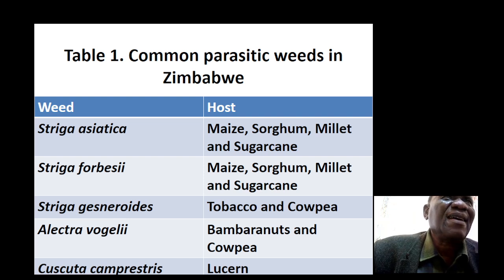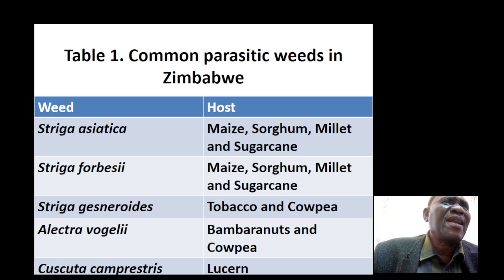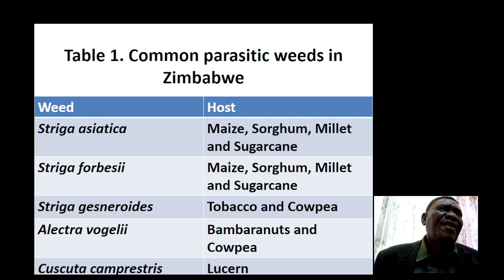Here we do have parasitic weeds and their hosts. Number 1, Striga asiatica. It can parasitize maize, sorghum, millet and sugarcane. The same applies to Striga forbesii. In Zimbabwe, we've got these two weeds which can affect our cereals. This one is mostly found on red soils, the Striga forbesii, but Striga asiatica is found on every soil type.